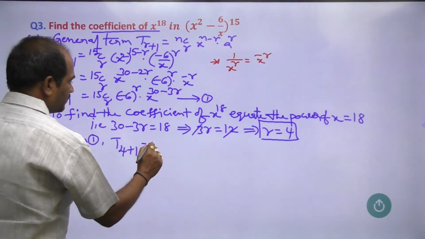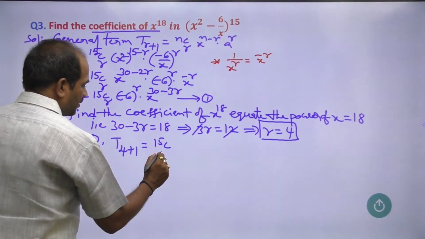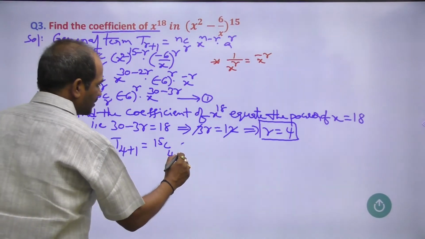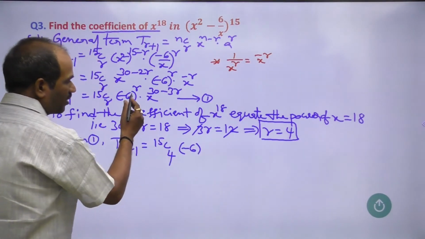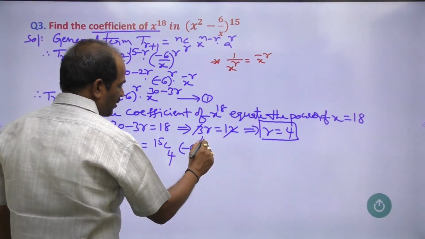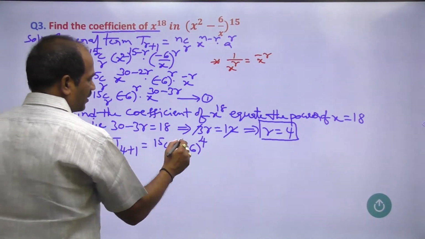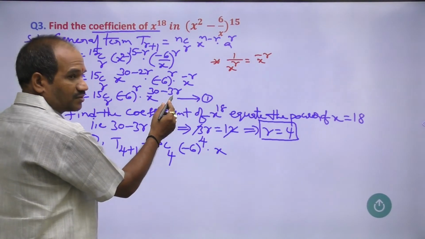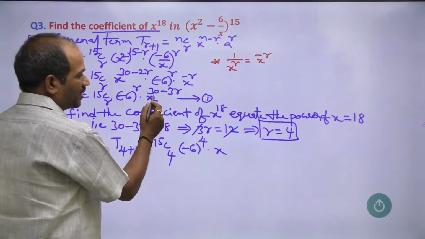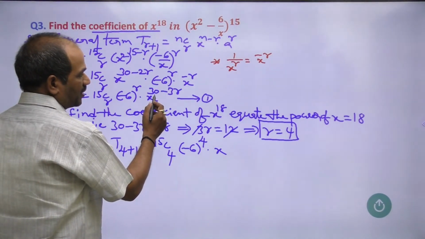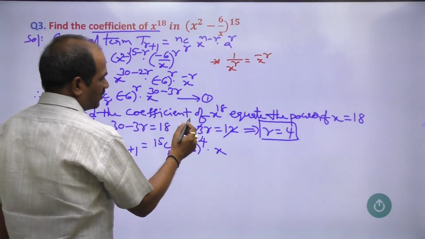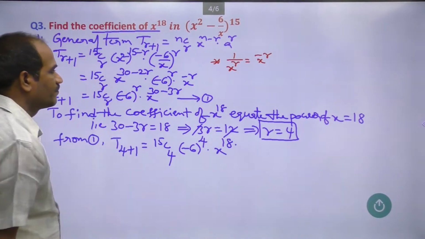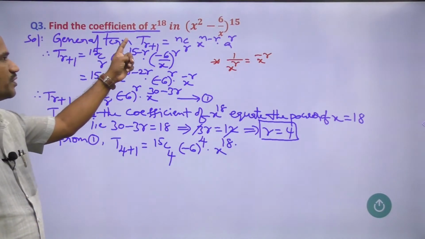Replace here. So that is 15C into the r value 4, 15Cr into (−6) whole power r, where the r value is 4, into the next one, x power. See here, replace the r value by 4: 3 into 4 is 12, 30 minus 12 is 18. Okay, 18.